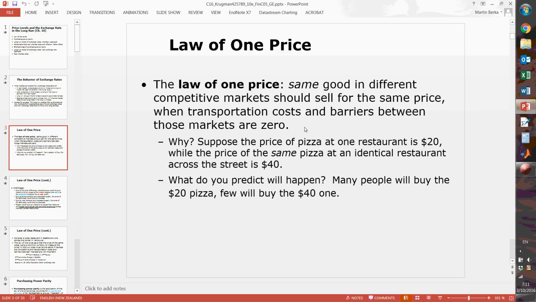Now typically this doesn't hold, but we know why it doesn't hold, and there are lots and lots of studies in economics about the law of one price. Just think about a pizza and assume that one restaurant has a pizza which costs $20, and then another one down the road or across a couple of hills in Auckland costs $40. So if these are sufficiently proximate, so they are literally across the road, and if these are roughly the same quality, this kind of price difference is unsustainable.